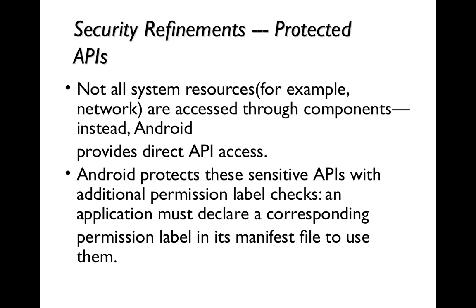So security refinements in terms of protected APIs. Not all system resources, for example networks, are accessible through components. Instead, Android provides direct API access. We see the API access with one that we're going to see on Monday, the Maps program. Google Maps has a protection mechanism built into the Map API where, when you create a mapping program, you have to download a key, and the key is generated from your computer.